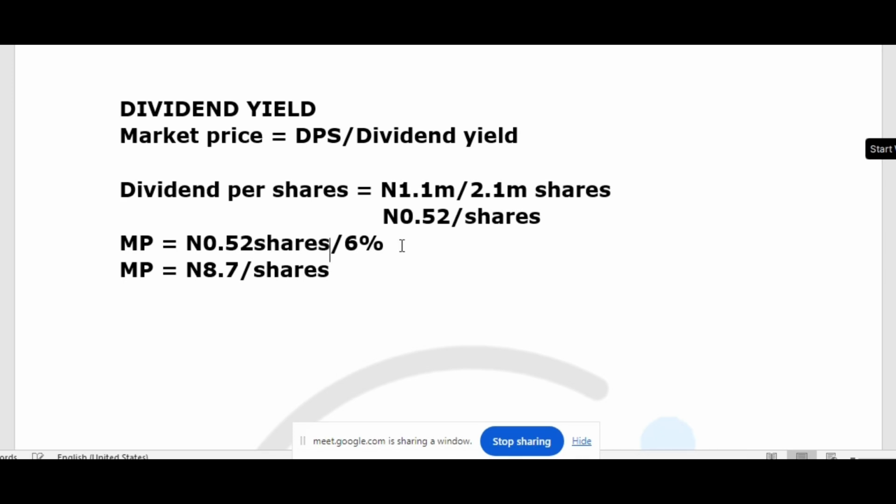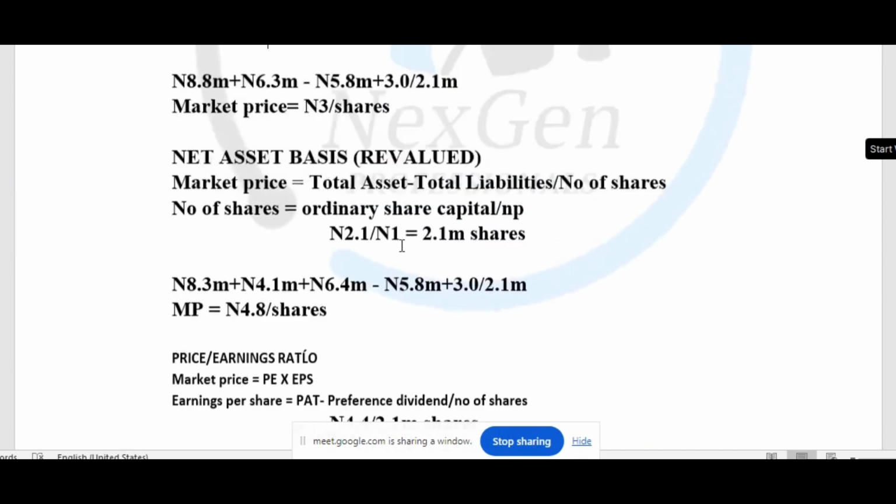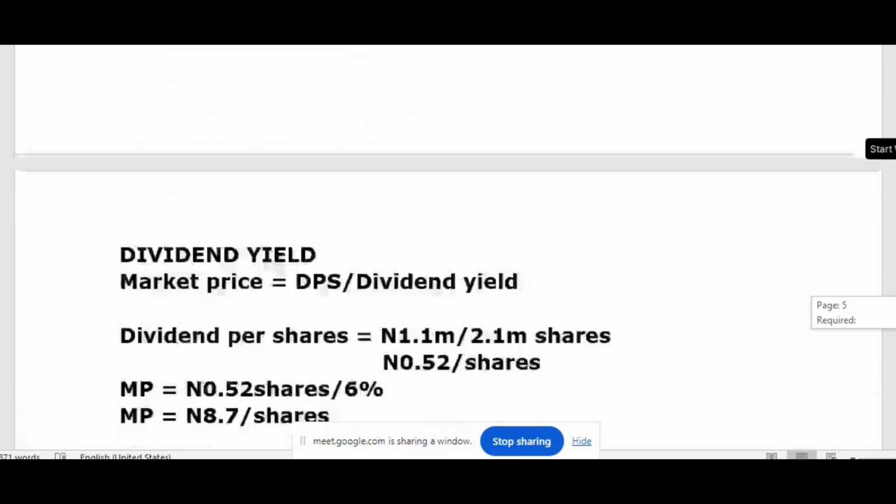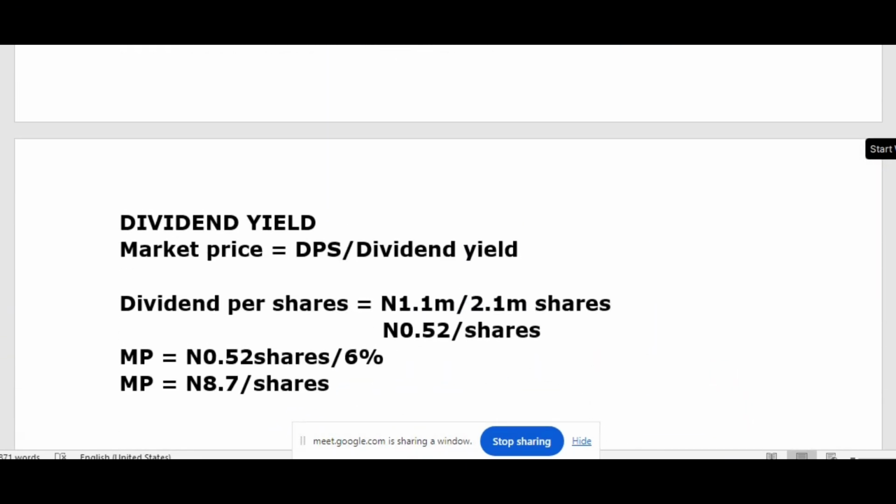Class, you've already earned your marks. This is 16 marks in total, plus the cash flow, right? You can see the marks that you already earned with just what you did now. So class, do we understand? Yes, sir.